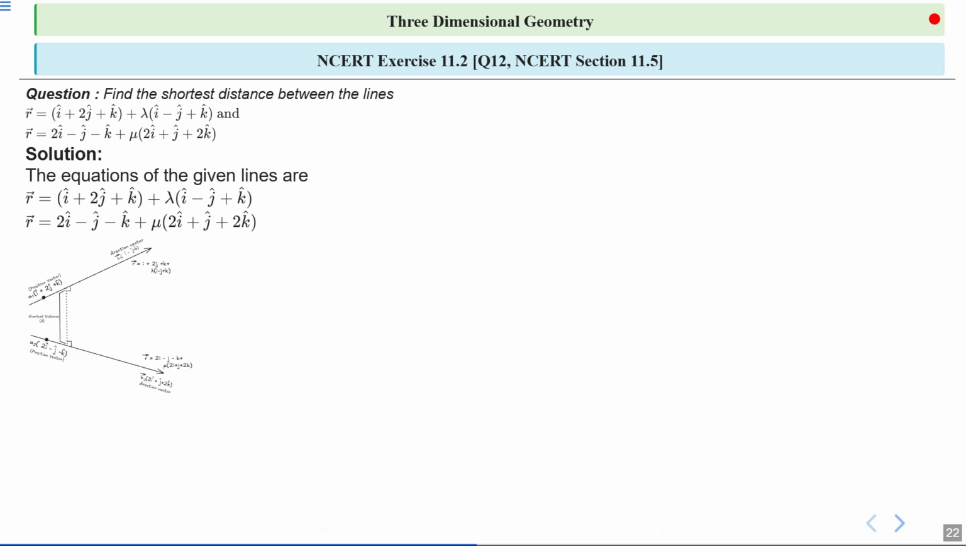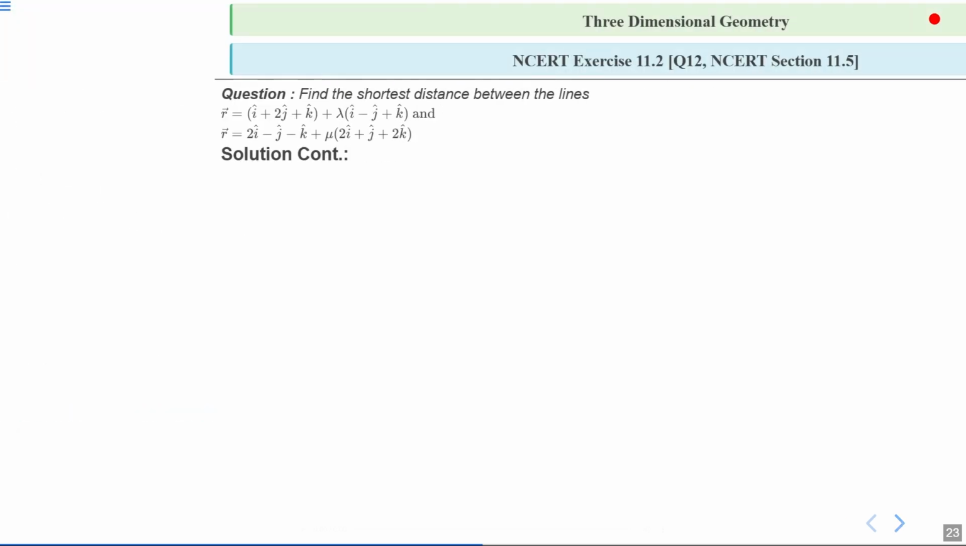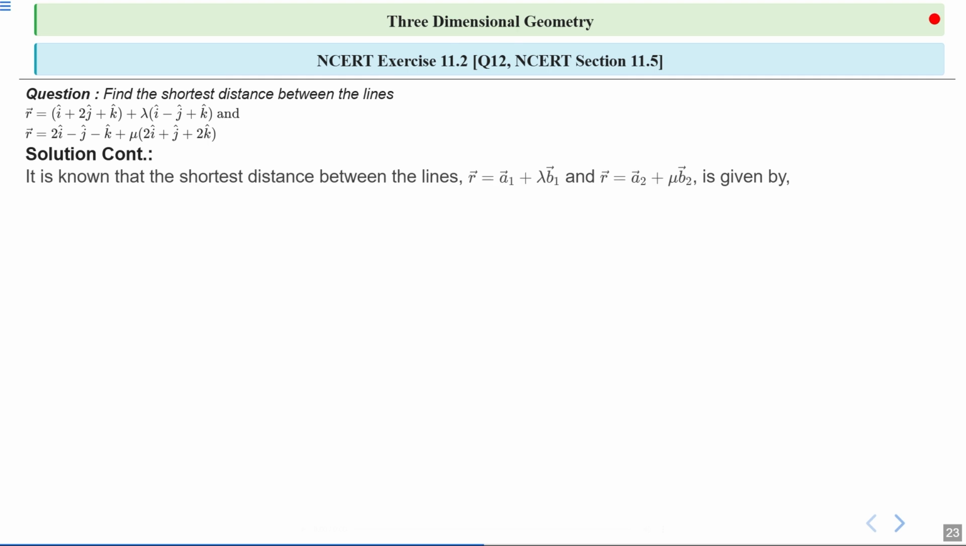Okay, so this is the diagram for visualization. So it is known that the shortest distance between lines r vector is equal to a1 vector plus lambda b1 vector, and r vector is equal to a2 vector plus mu b2 vector, is given by shortest distance d is equal to magnitude of b1 vector cross b2 vector dot a2 vector minus a1 vector upon magnitude of b1 vector cross b2 vector, right?